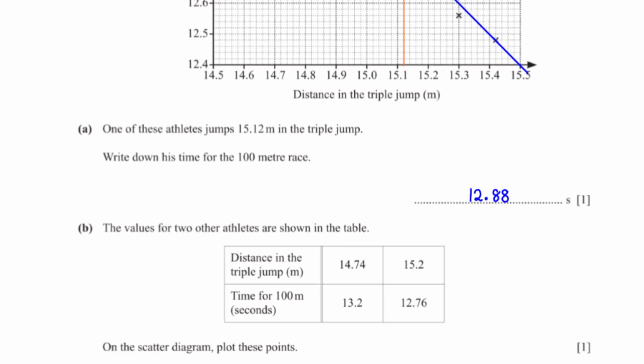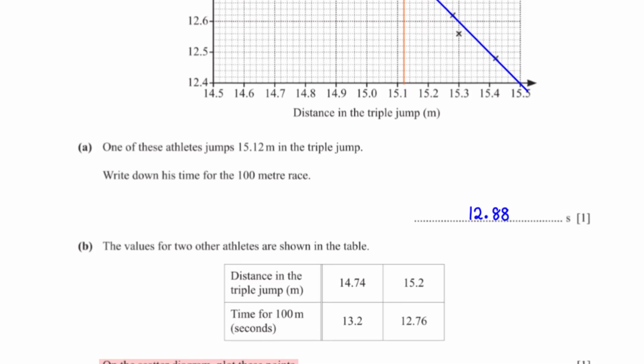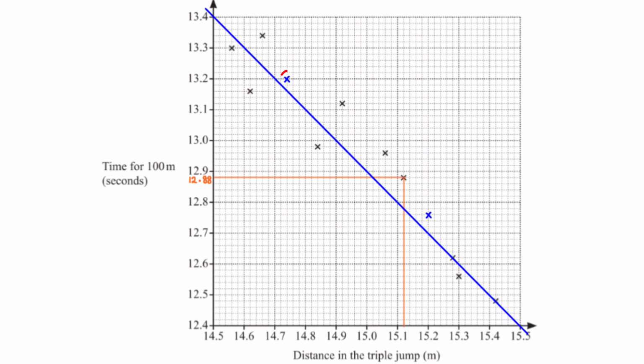The values for two other athletes are shown in the table. On the scatter diagram, plot these points. We plot the first point by mapping 14.74 meters from the horizontal axis and 13.2 seconds from the vertical axis. We plot the second point by mapping 15.2 meters from the horizontal axis and 12.76 seconds from the vertical axis.